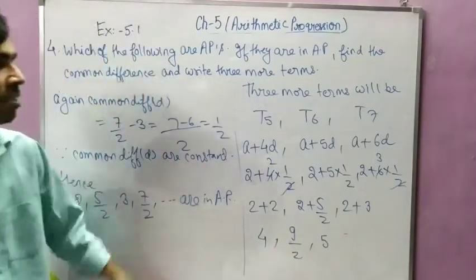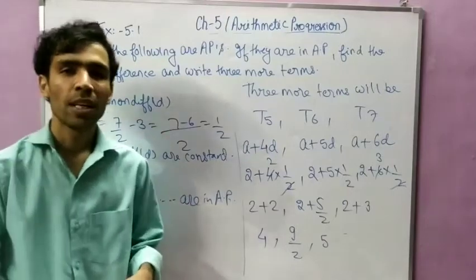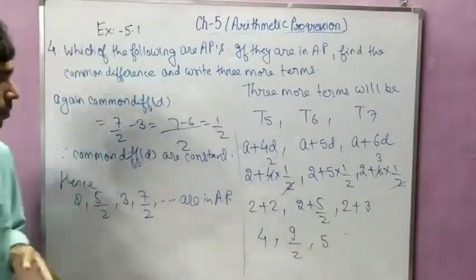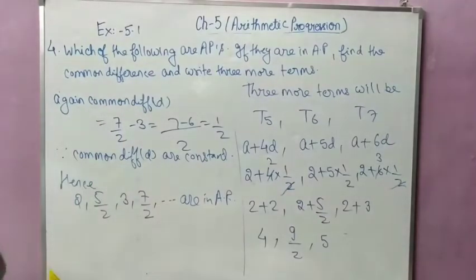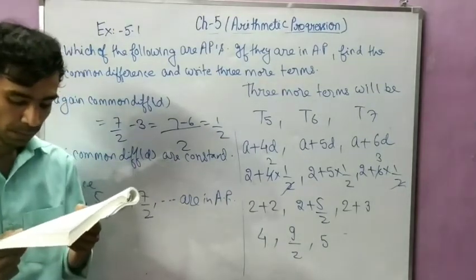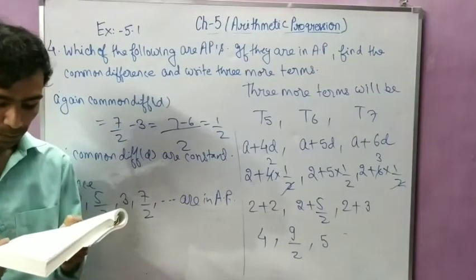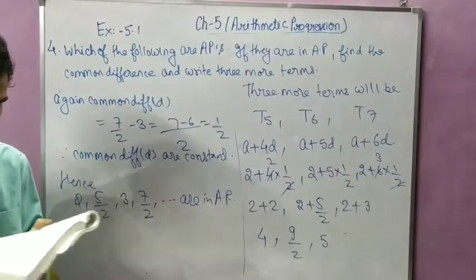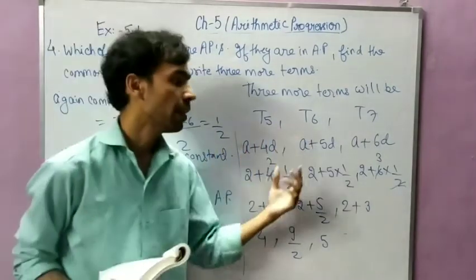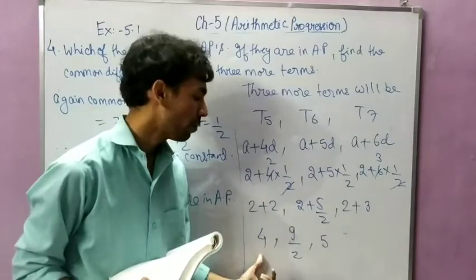So in this way you can calculate an infinite number of terms. It's your wish. So in this way you can solve this type of question. Two more problems I will solve from question number 4. After that you can solve by yourself. Next 3 terms will be T5, T6, T7. After that we put in all the values and we got 4, 9 by 2 and 5.